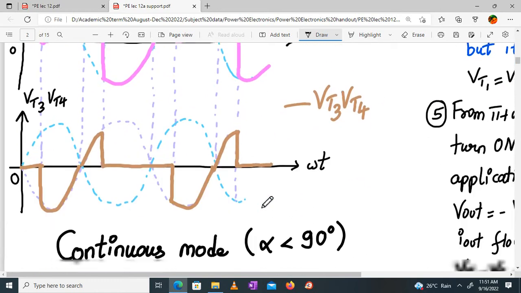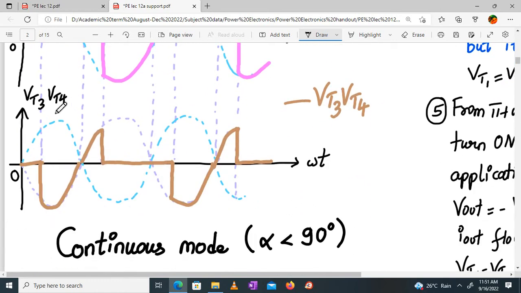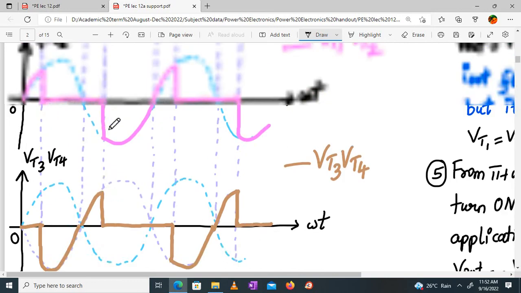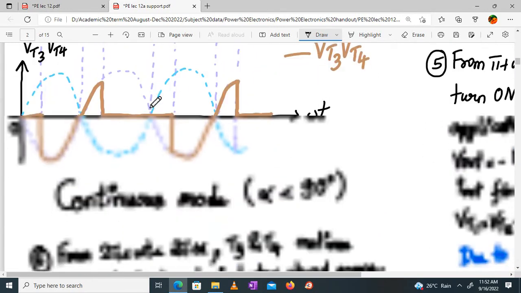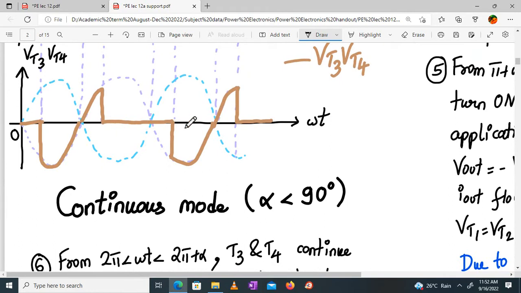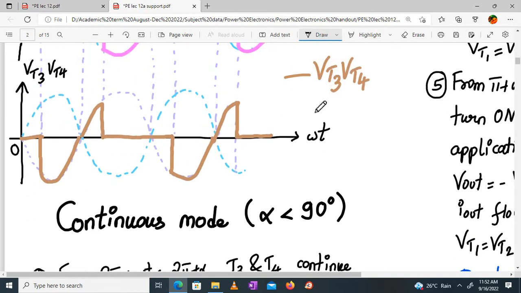Understood? What about the voltage across the SCRs T3 and T4? From 0 to alpha, T3 and T4 are on, right? So 0. Then they are off from alpha to pi plus alpha. Off means they will follow minus V. So they are following minus V. That is why we have to draw the minus V dotted line. And again from pi plus alpha to 2 pi plus alpha, T3 and T4 are on, so the voltage across them will be 0. Right? So this is how the continuous mode of operation will happen.